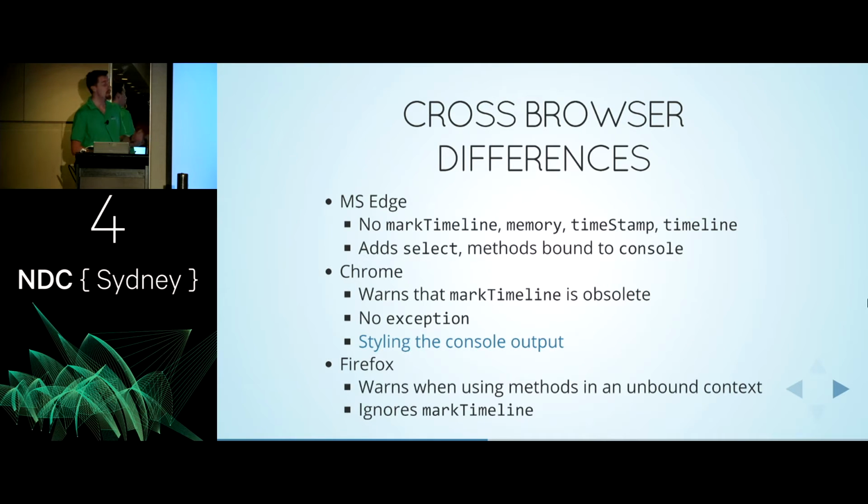Firefox actually gives you a warning when you're using the console methods in an unbound method, like I showed before in Chrome, and tells you why you've received that warning, not just "invalid invocation", which Chrome gives you. It also ignores the mark timeline methods because Chrome marks them as obsolete. Firefox doesn't tell you it's obsolete, it just flat out ignores the calls.